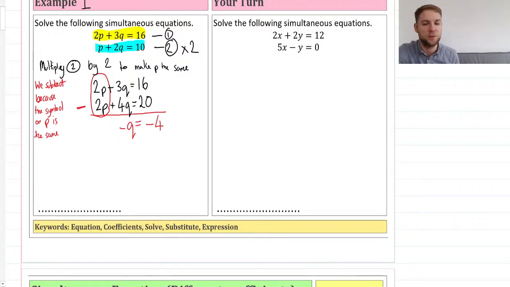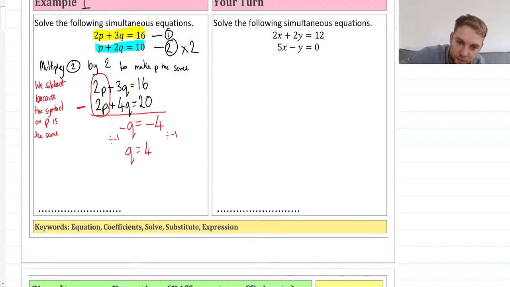Now we've got a bit of a problem here because we're saying that minus q is equal to minus 4. So actually what I need to divide by here, this means minus 1. So I'm dividing both sides by negative 1. And if I divide minus q by negative 1, I just end up with positive q. And minus 4 divided by minus 1, a minus divided by a minus is a positive, so that's going to be equal to positive 4. Now I've not finished there, have I? Because remember, I need to substitute that back into my original equations to find out what p is.